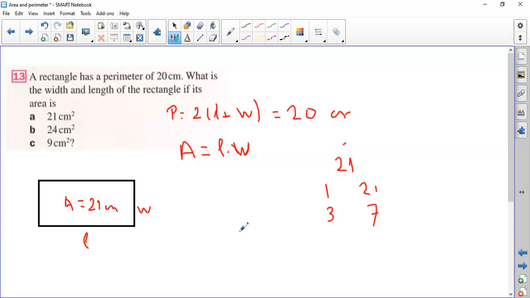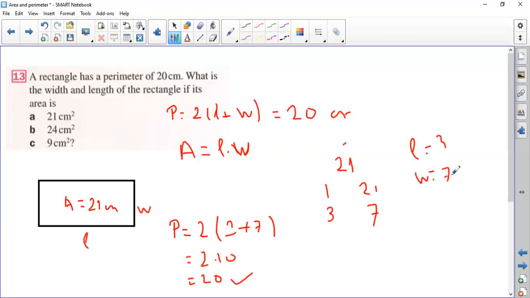If I take 3 and 7, I will have the perimeter 2 times (3 plus 7). So it is 2 times 10, which is 20. So this one satisfies the property that I want, the perimeter. So L, or width, it doesn't matter, will be 3 and the width will be 7, or the inverse. So the dimensions of this rectangle will be 3 by 7.